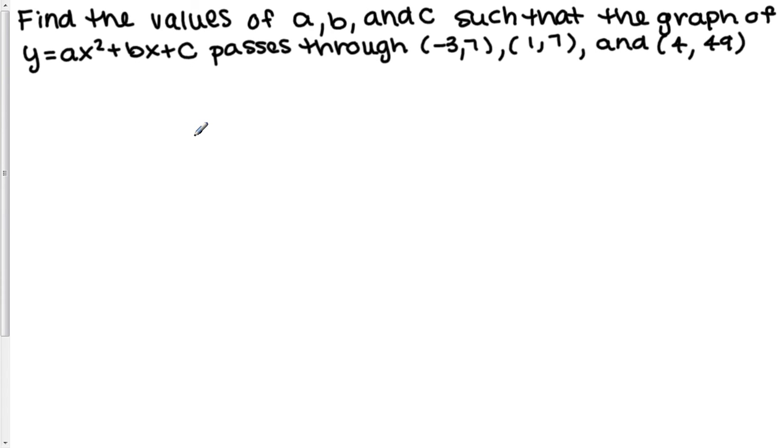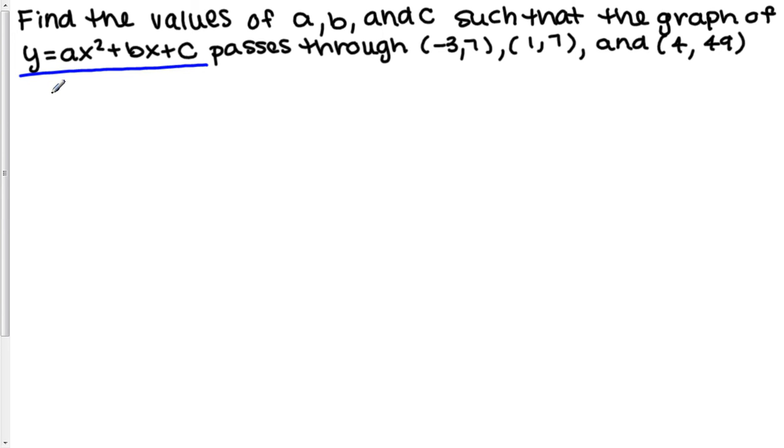Number 10 asks us to find the values of a, b, and c such that the graph of y equals ax squared plus bx plus c passes through the given points of negative 3, 7, 1, 7, and 4, 49. So to set up my system of equations, this equation right here is the one that helps me get my set. So I'm going to plug in my values for x and y.